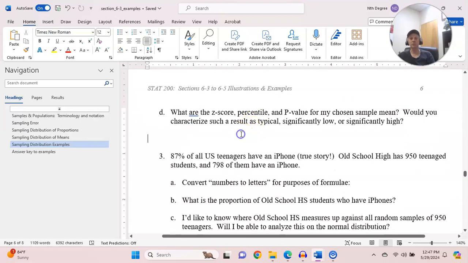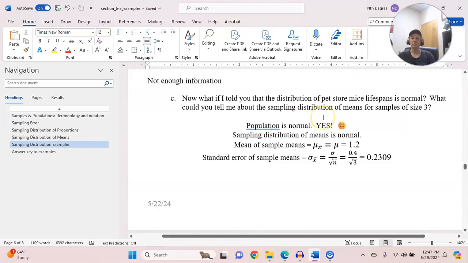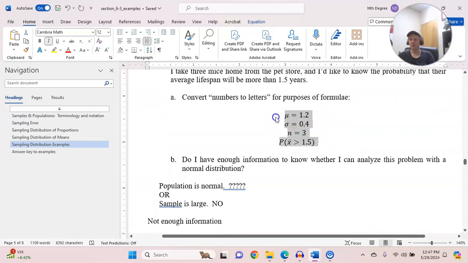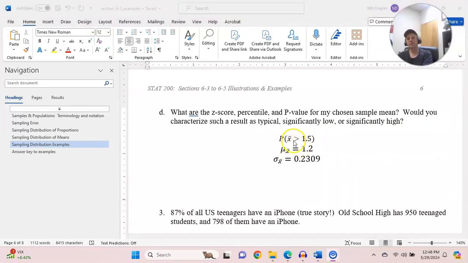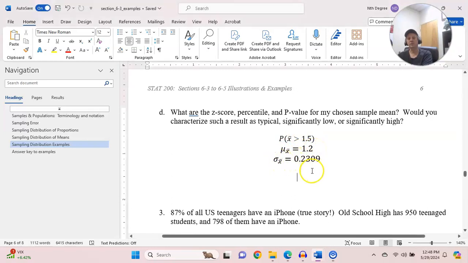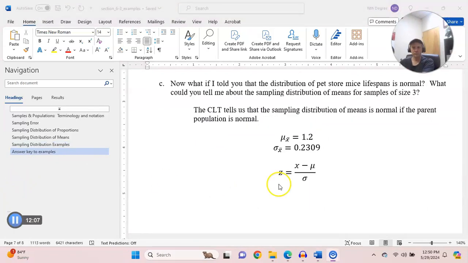Part D, what are the z-score, percentile, and p-value for my chosen sample mean? In other words, 1.5 was the mean I was looking for. So let me copy that here. I'll just copy all this again. All right, so I've pasted the essential information here. We're looking for the probability that the mean is above 1.5, given that the mean is 1.2, and the standard error is 0.2309. So the first part of the question is z-score. Have we done this before? Yes and no.